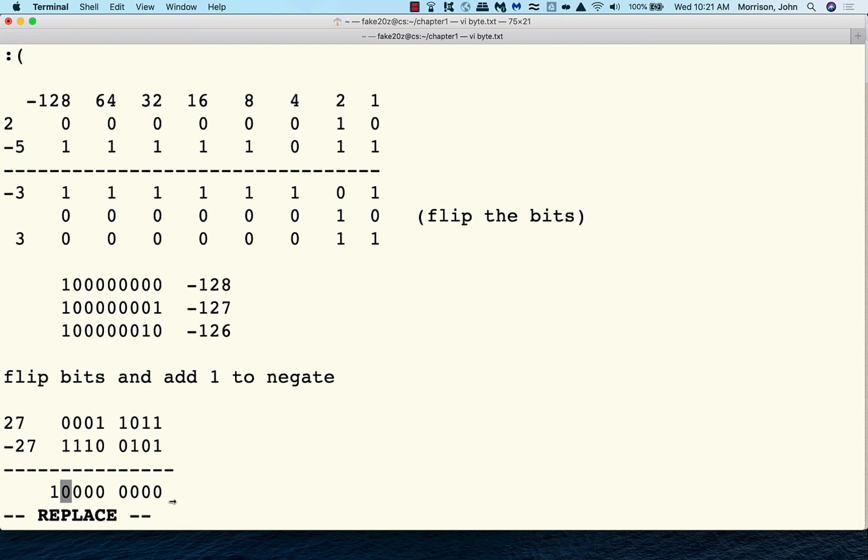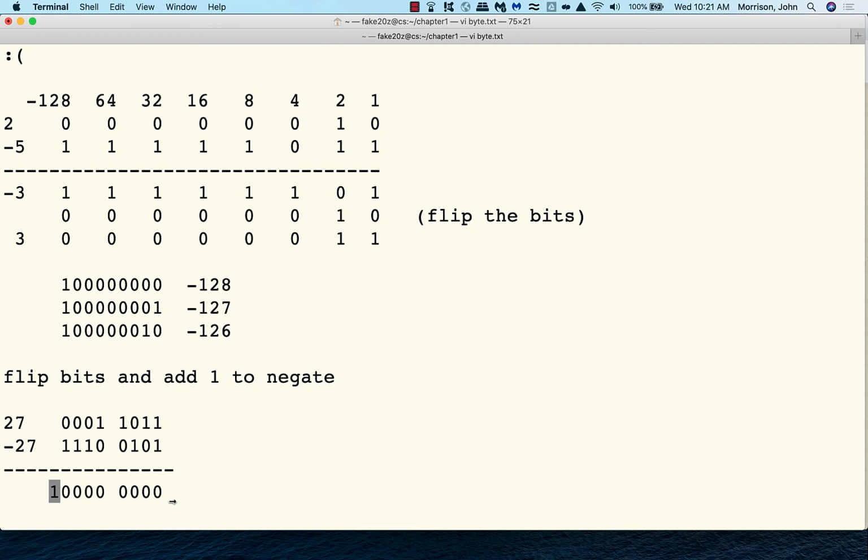So the way we encode negative numbers is we can find the bit pattern for the positive number, flip the bits, and add 1, and you get that for the negative number. And the beauty is that ripple carry addition actually works.